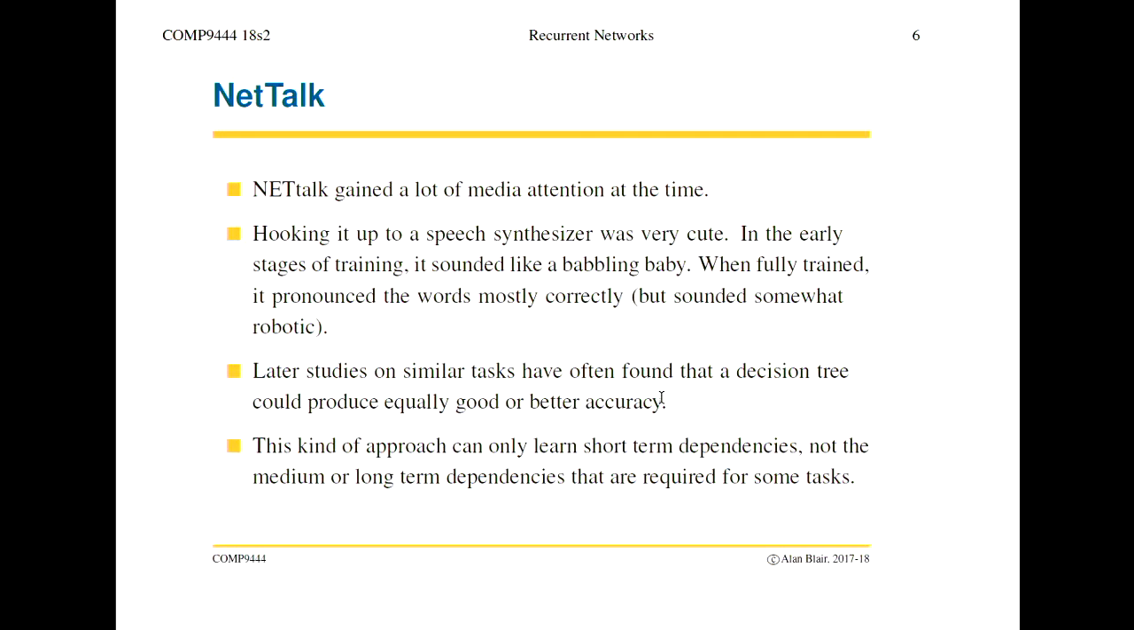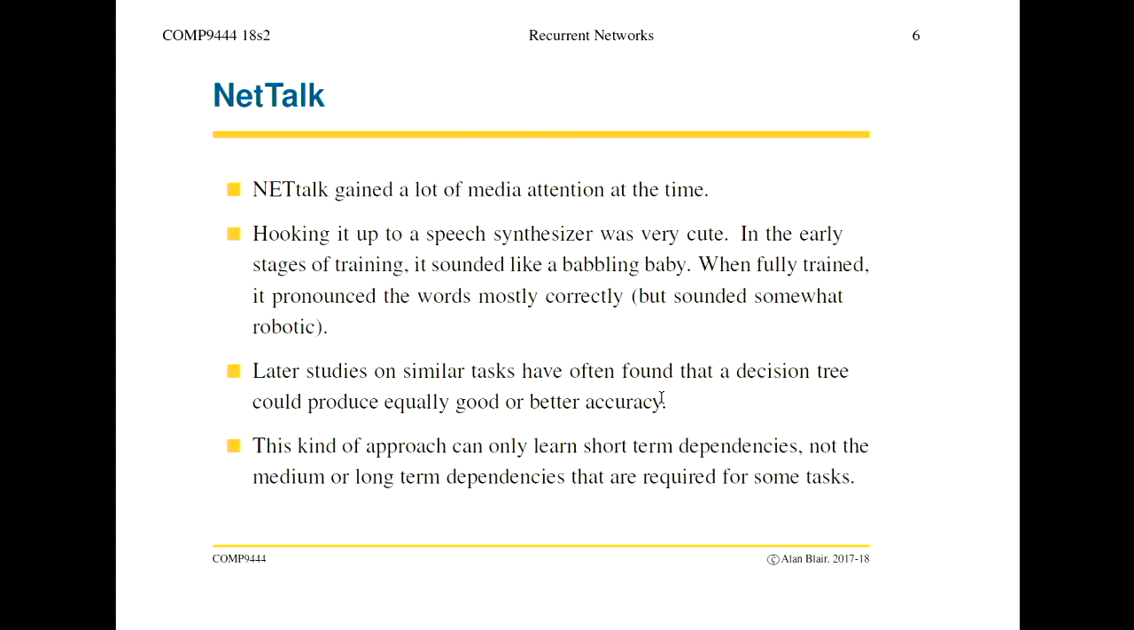But serious people working in the field kind of pilloried them and criticized them, because technically what they did was actually pretty poor. And it was quickly shown that a different type of machine learning algorithm called a decision tree could produce equally good or better accuracy and would be trained in a tiny fraction of the time that it took to train the neural network. Anyway, it did spark people's interest in this kind of approach.